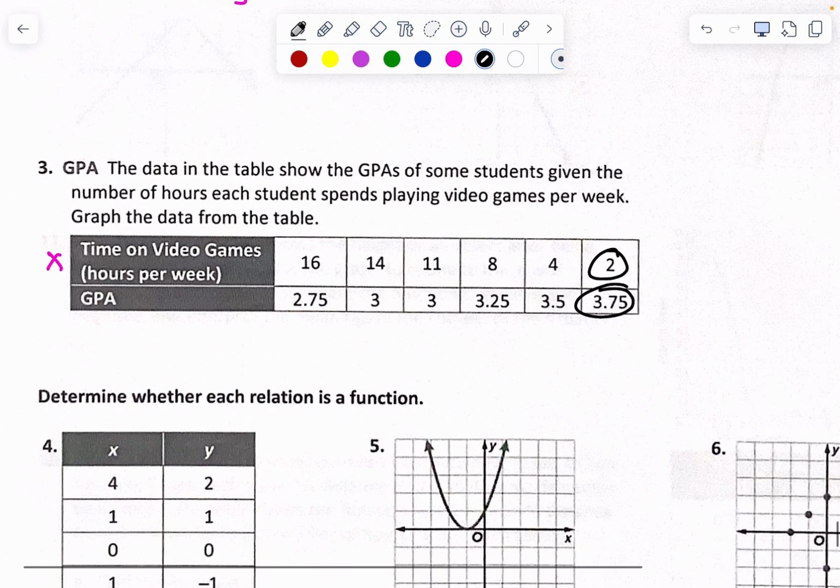Okay. What games do we play? Fortnite. That's what we play. Isn't that like a shooting game?